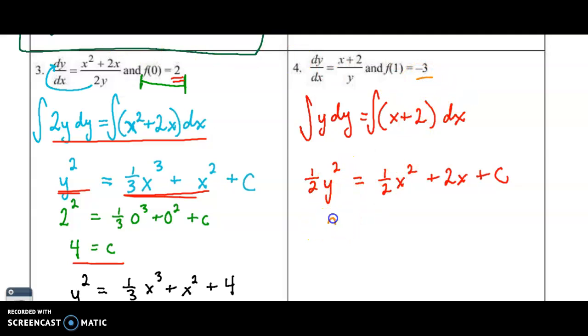-3 when I square is 9. Positive 9 halves, if you notice. 1/2 times, I'm plugging 1 in for x. So 1 squared is 1. Plus 2 times 1 plus c.